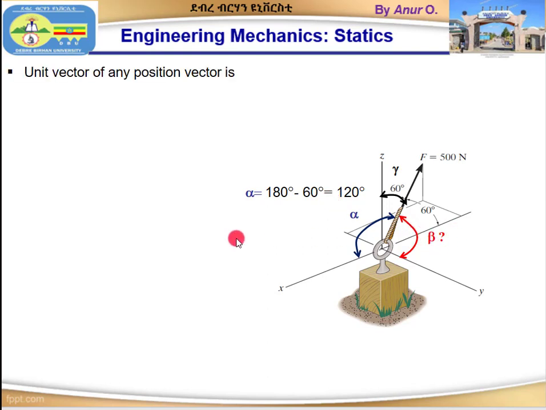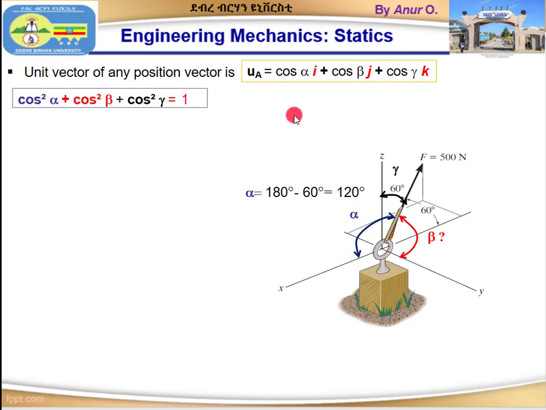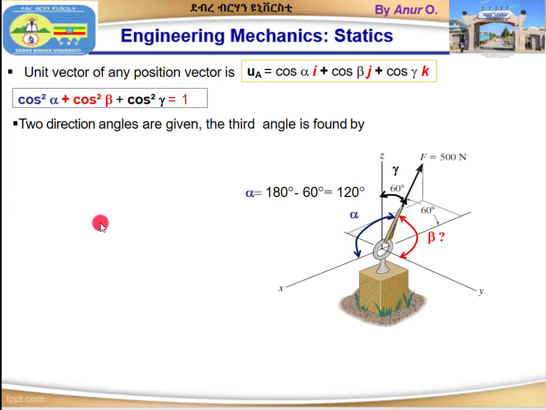How to calculate beta? Well, the unit vector of any position vector is equal to cos alpha i plus cos beta j plus cos gamma k. You can see this in my video on 3D Cartesian vectors. Because the magnitude of any unit vector is 1, we have an important relationship of the cosine angles: cos square alpha plus cos square beta plus cos square gamma is equal to 1. So clearly from this formula, if two direction angles are given, the third one can be determined.